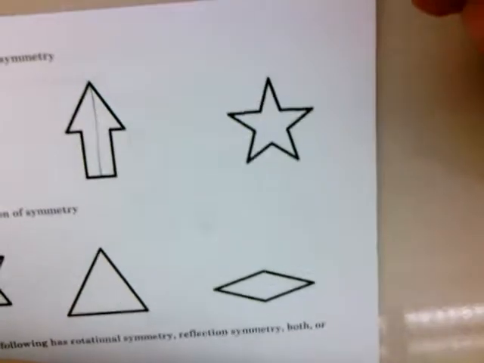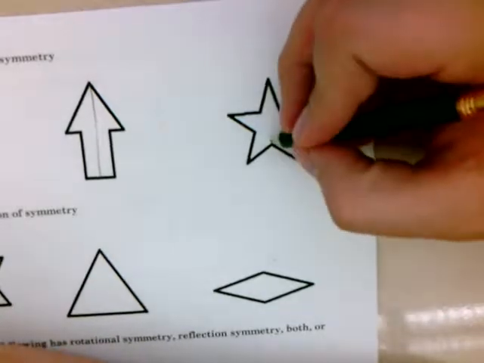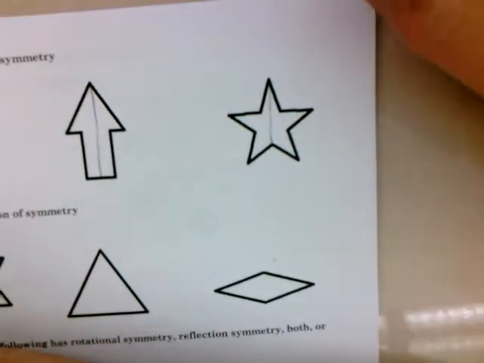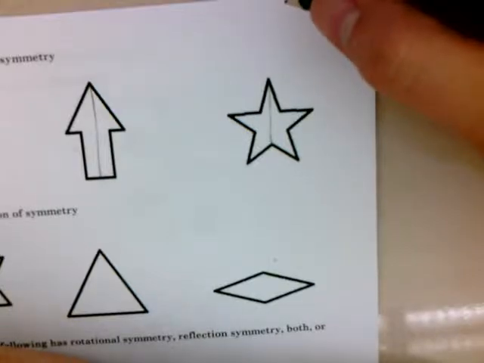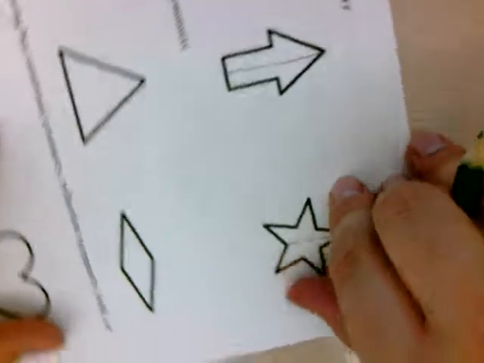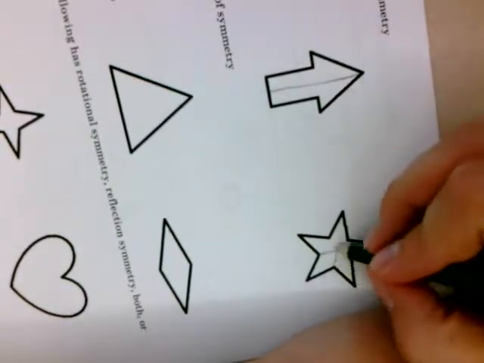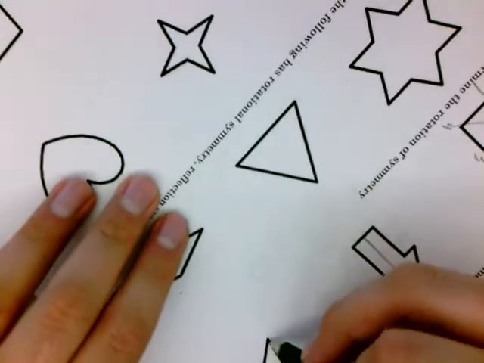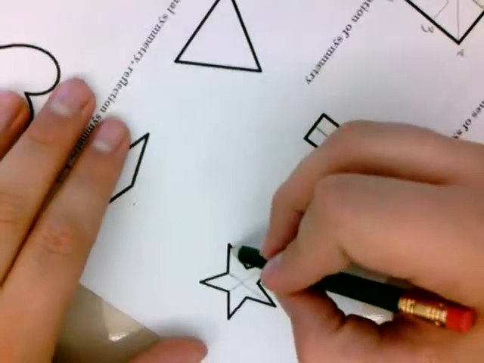Now, the star. What a lot of people like to do is they see, oh, I've got a line of reflection right here, and then they stop. Well, it's not your only line of reflection. If I just turn the page, it looks like the original object. So I can once again draw a line of reflection right here. Turn the page, draw one right here.